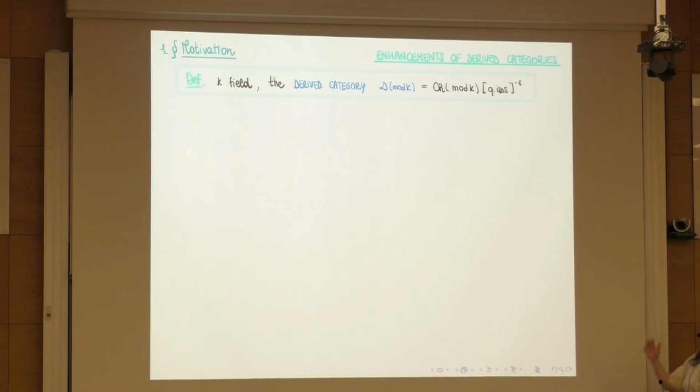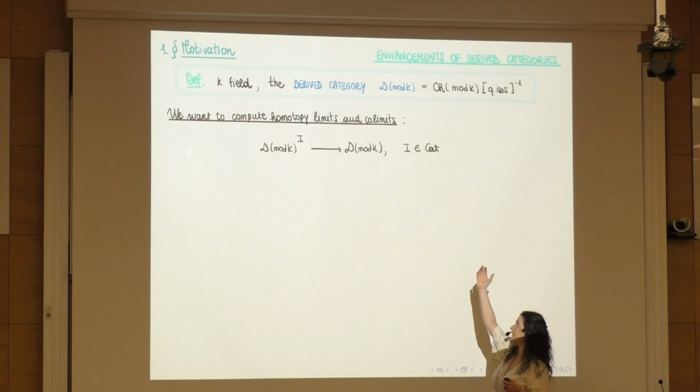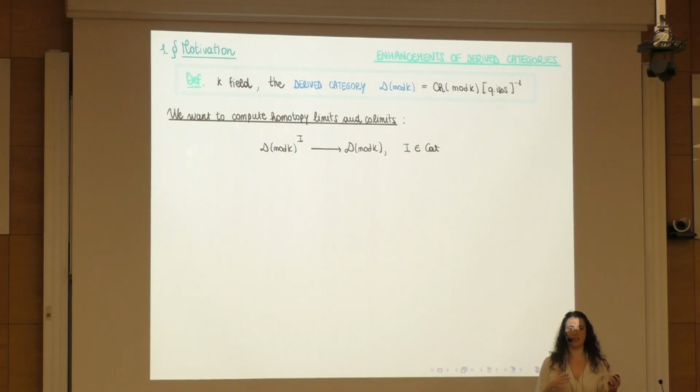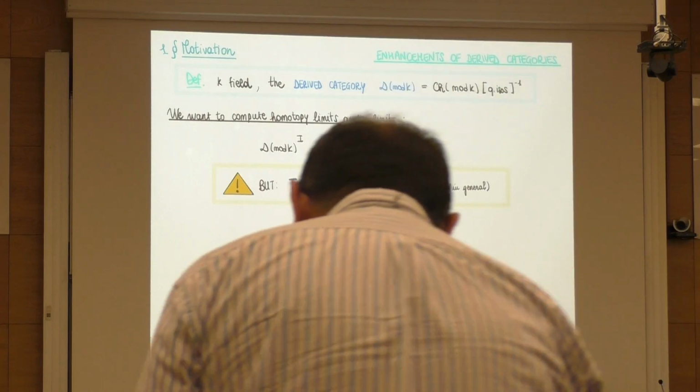But let's start. For us today, K will be a field. We can define the derived category of modules over K as the localization of chain complexes at quasi-isomorphisms. As in any category, we would like to compute limits and colimits. But here, since we have this localization, we look at homotopy limits and colimits. So we want to look at maps from the diagram category to the derived category itself. But if you consider the derived category of an abelian category, in general, this is not a functor. So we have a problem here, and what are some ideas for a solution of this problem?